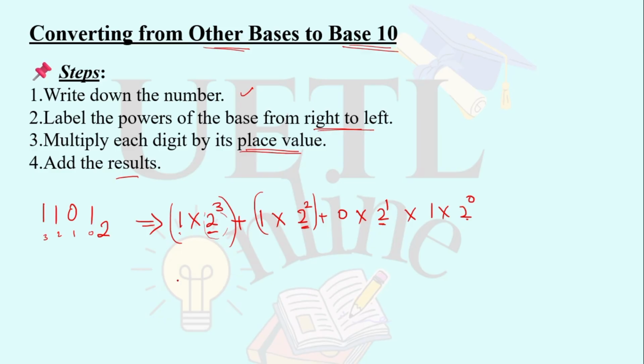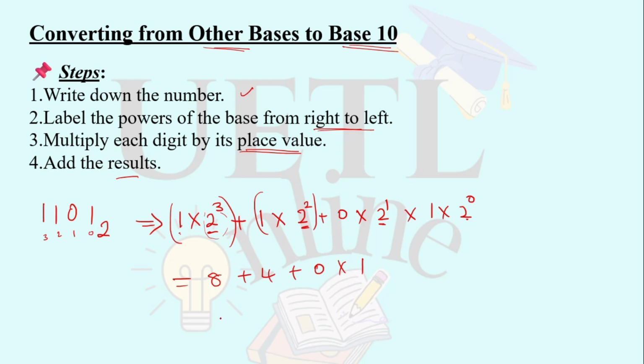Okay, so now our duty is just to add. So here we can say 2 to the power 3 is equal to 8, times 1, which is going to be 8. Then plus here 2 to the power 2 is 4, times 1, which is going to be 4. Then plus 2 to the power 1 is going to be 2, times 0 is going to be 0. And then here 2 to the power 0 is going to be 1, 1 times 1 is going to be 1.